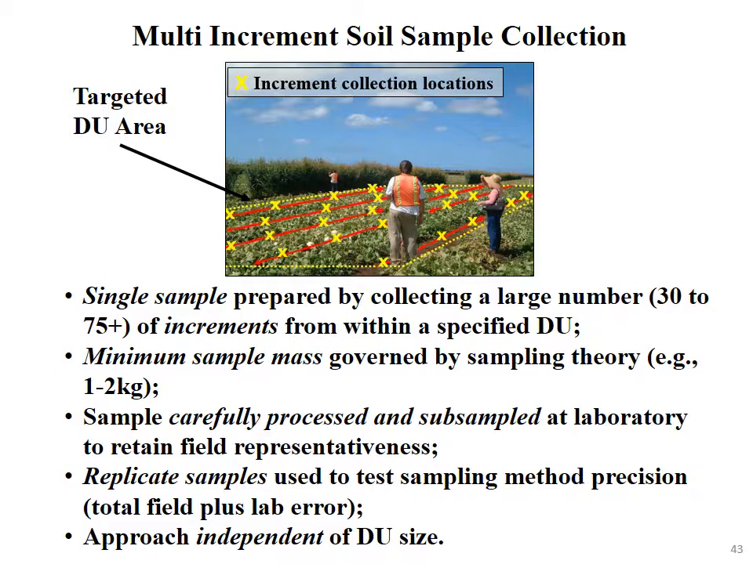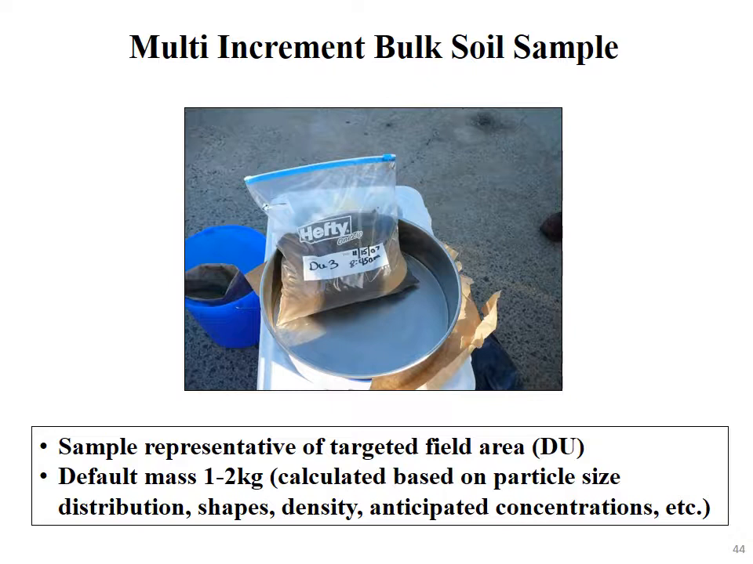Here's what a multi-increment sample would typically look like. We put most of our samples, all actually, for non-volatile chemicals, in 1 to 2 gallon heavy-duty Ziploc bags, and we double bag any individual sample. And this is what the laboratory receives.